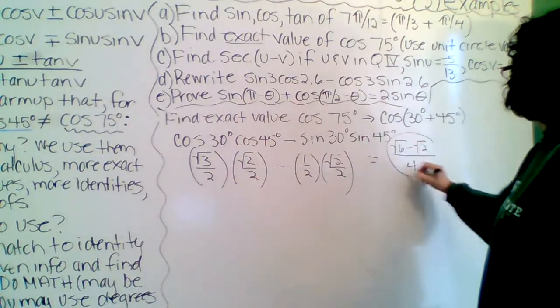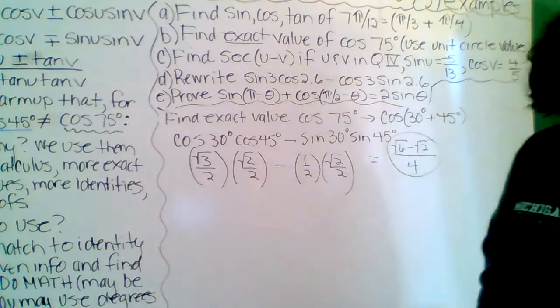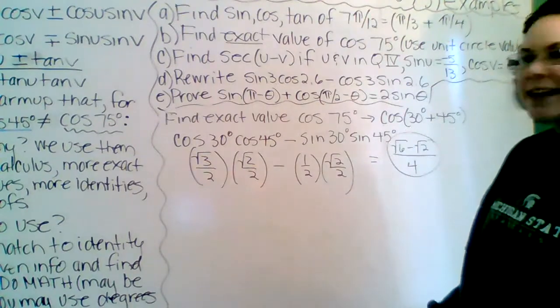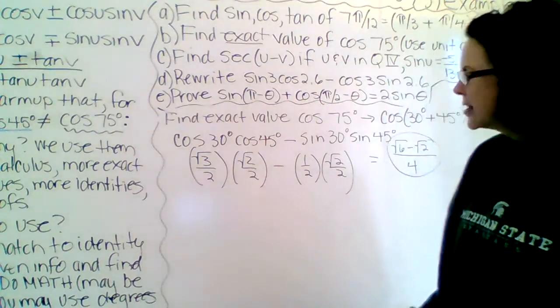You know, big deal. So this is the exact value for cosine of 75, but I hate it. Who really cares? Do we need one more exact value?